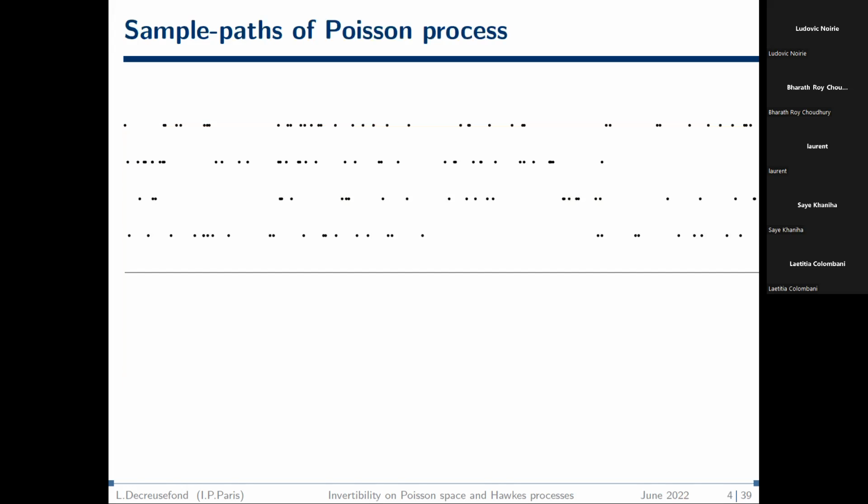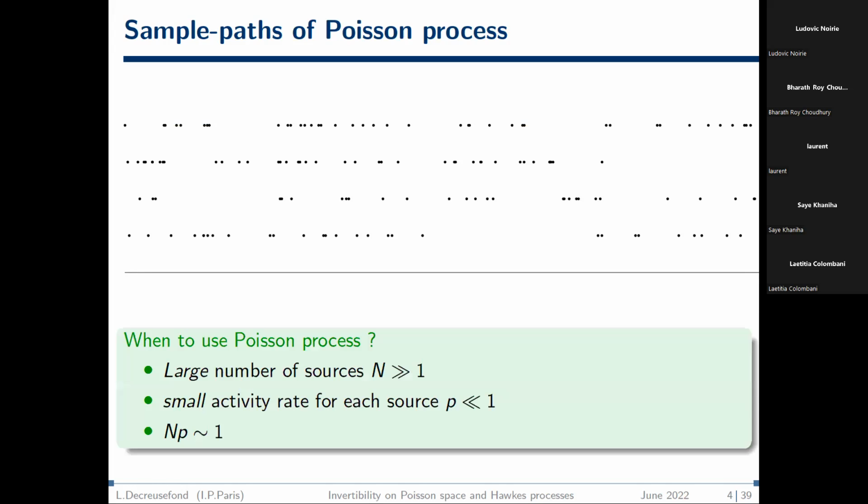Just to remind something trivial. So these are some four sample paths of a Poisson process. As usual, you have gaps somewhere and you have clusters. Strange because you draw things uniformly and you have clusters. This is not the subject.